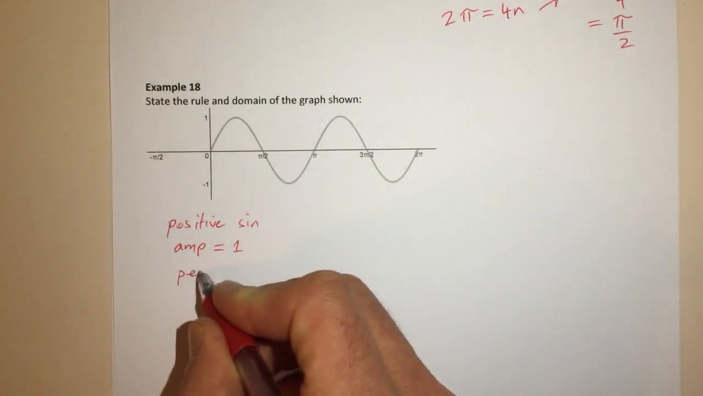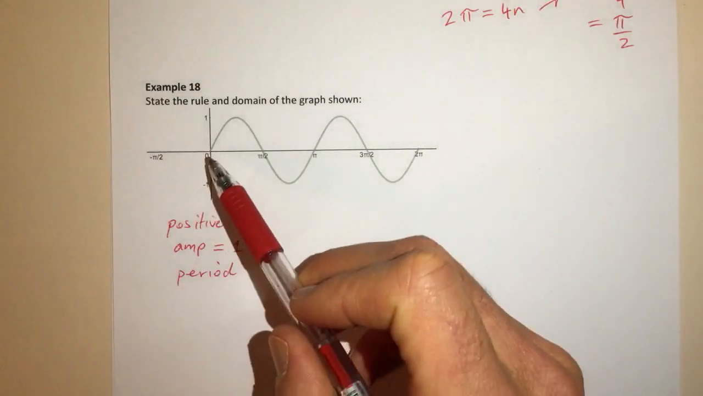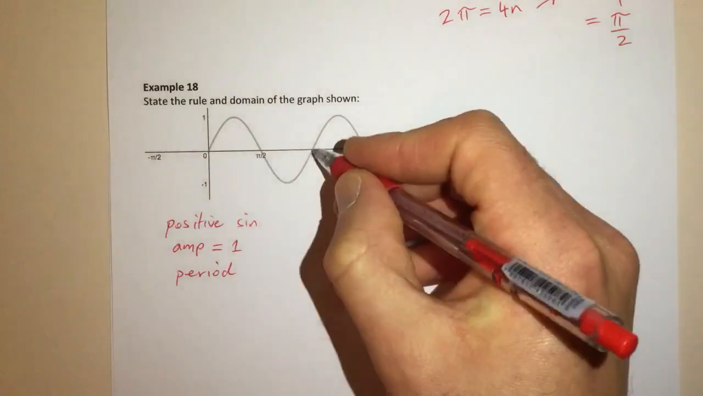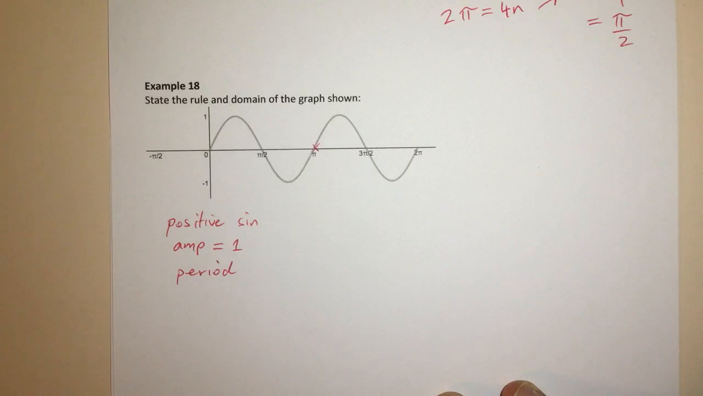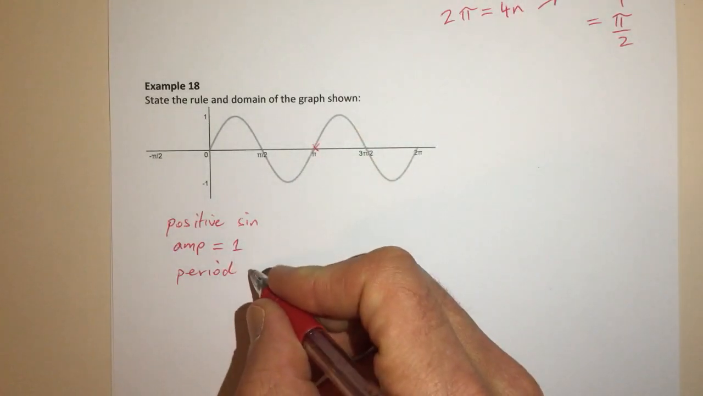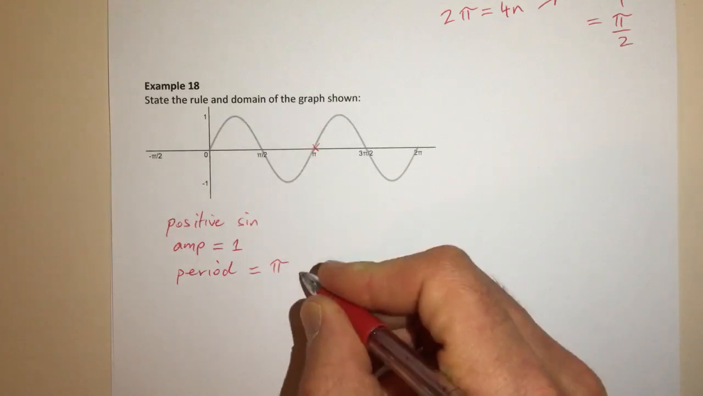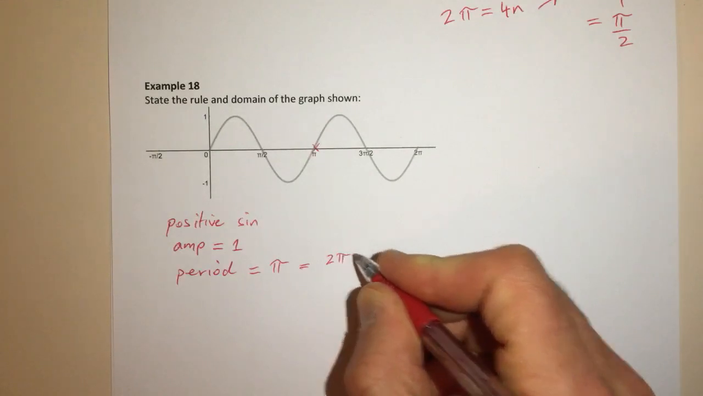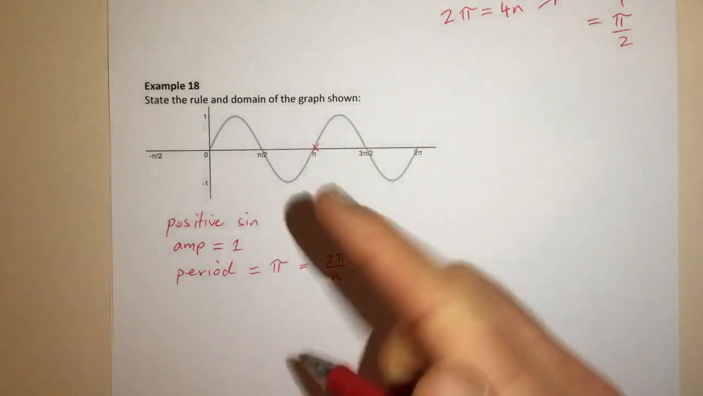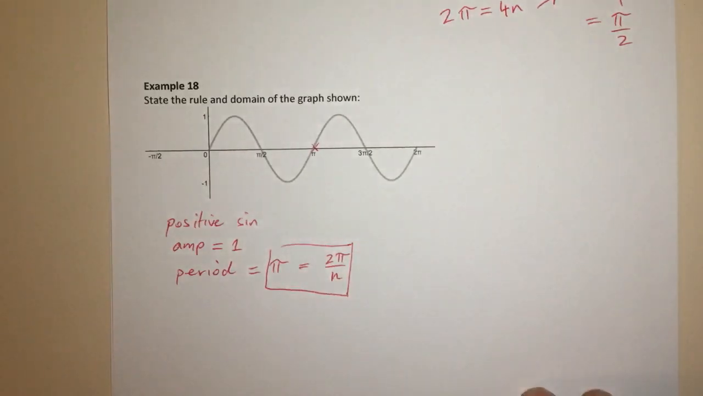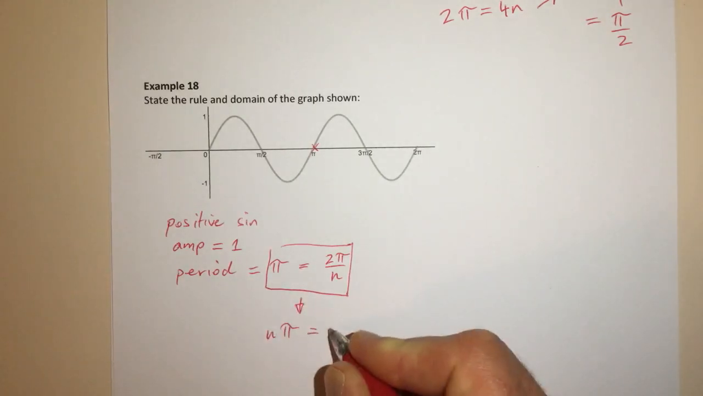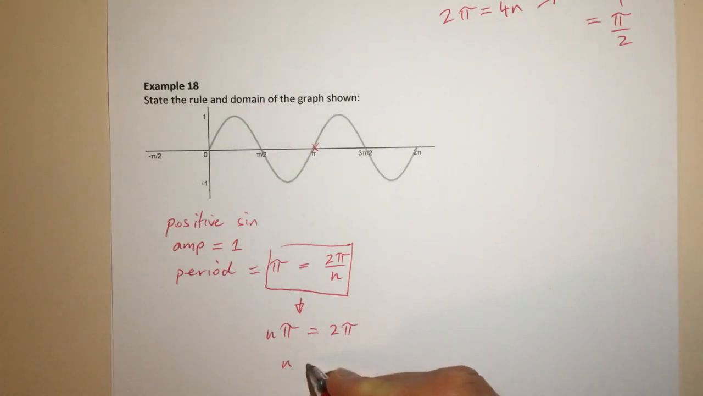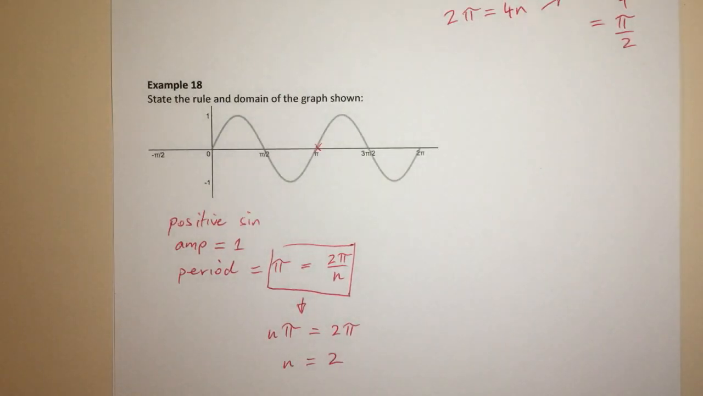And the period, if we look at how long it takes this graph to go through one cycle, starting from the origin, it goes up, down, back up again, it hits the x-axis again before starting a new cycle at pi. So the period equals pi, which we know, as we talked about in the previous example, is equal to 2 pi over n. So if we take this equation, pi equals 2 pi over n, and solve that for n, we'll know what number to put into our rule. All right, so we can say that n pi equals 2 pi, and dividing both sides by pi, we just get n equals 2.